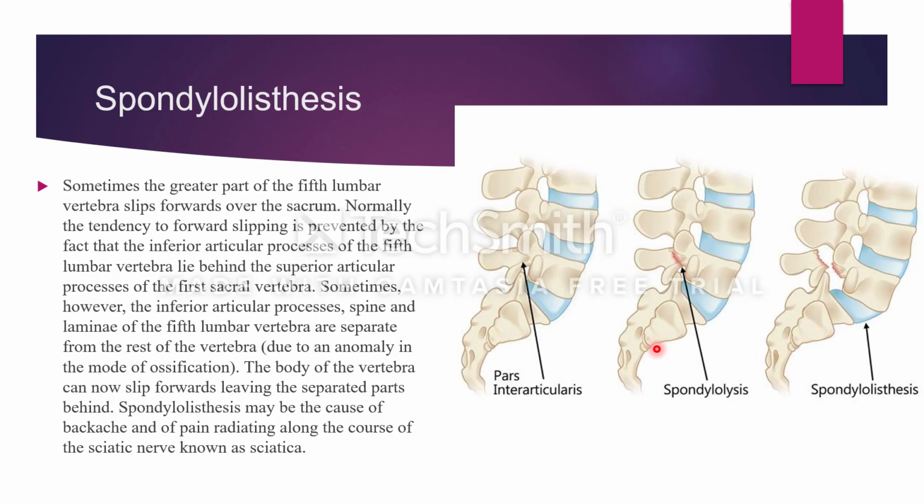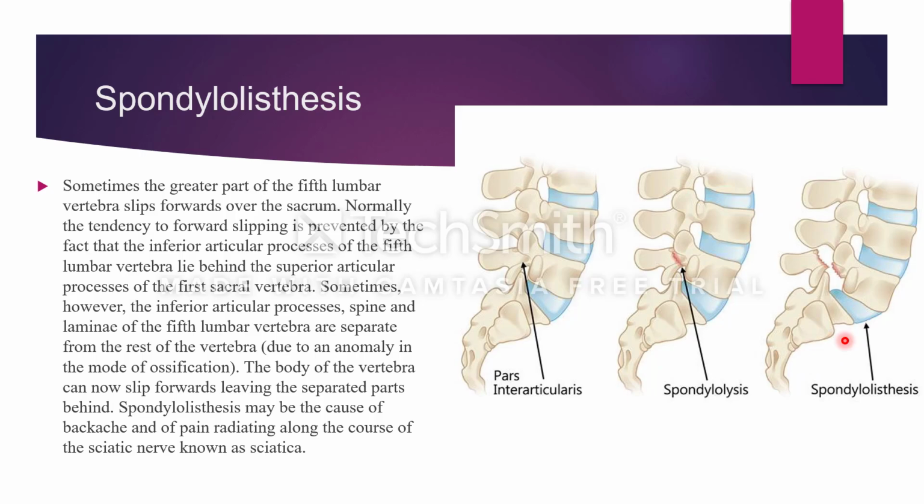Now there is one term which is named as spondylolisthesis. What is spondylolisthesis? Sometimes the fifth lumbar vertebra, see here, this is the fifth lumbar vertebra, slips forward over the sacrum. It is coming out and forward over the sacrum.